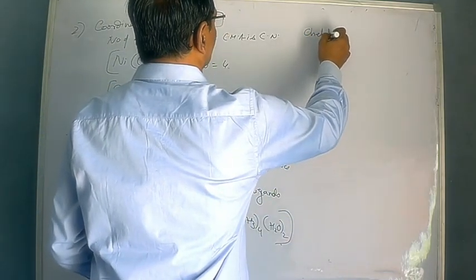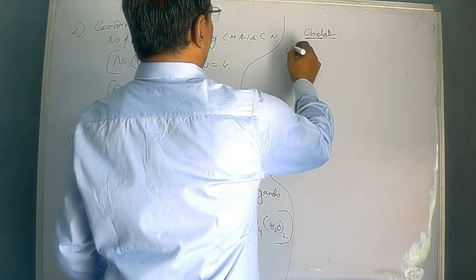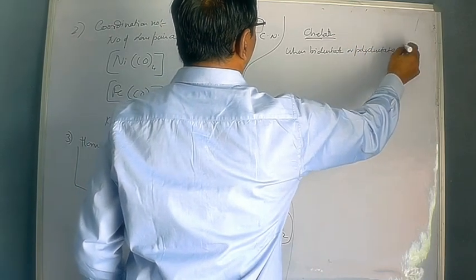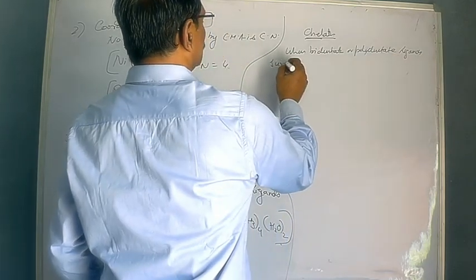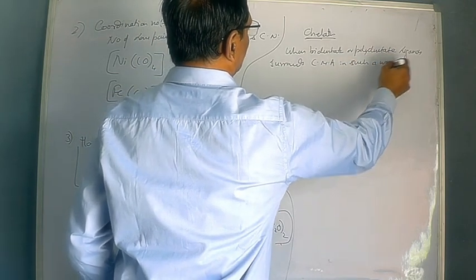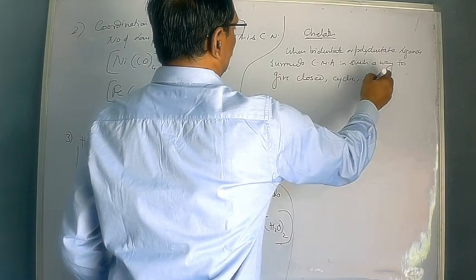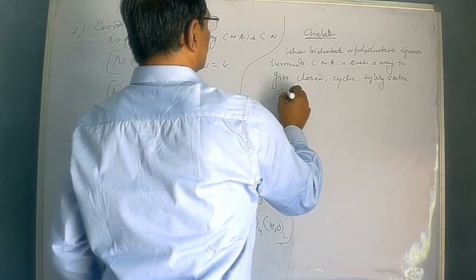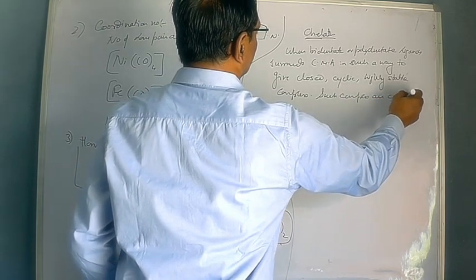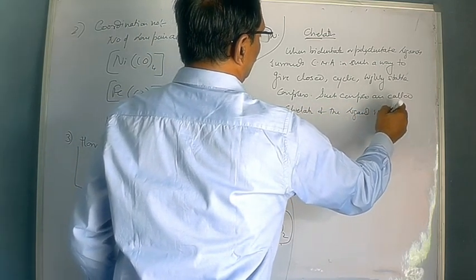Then chelate, very important. So when bidentate or polydentate ligands surround CMA, central metal atom, in such a way to give closed, cyclic, highly stable complex, such complexes are called chelate, and the ligand is chelating agent.